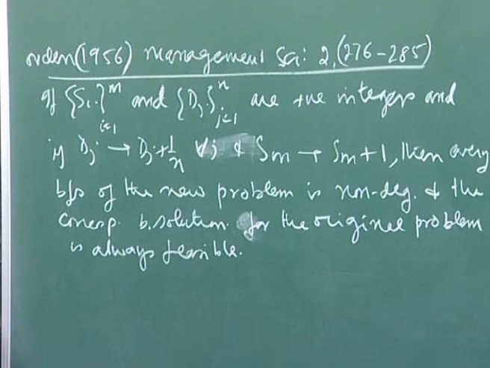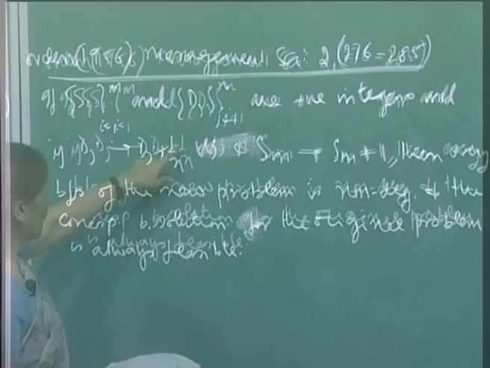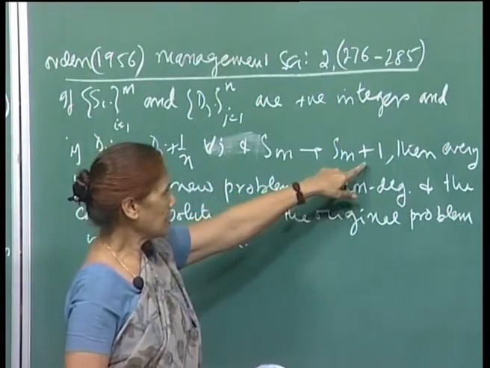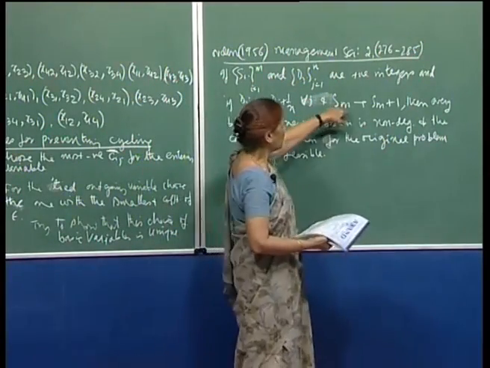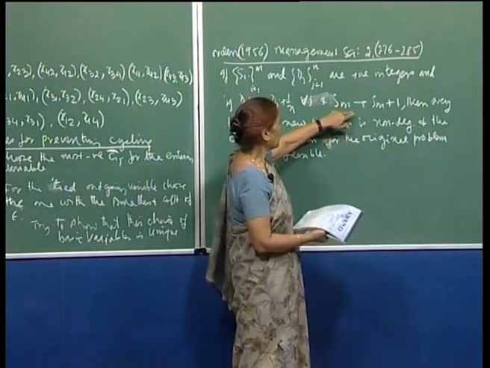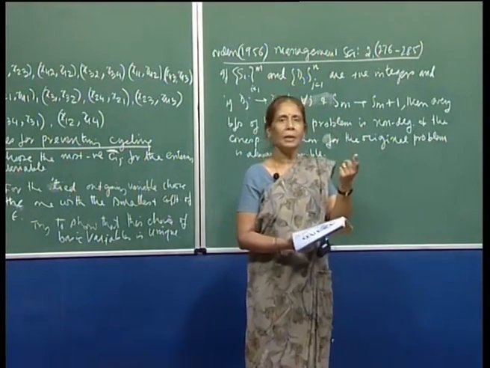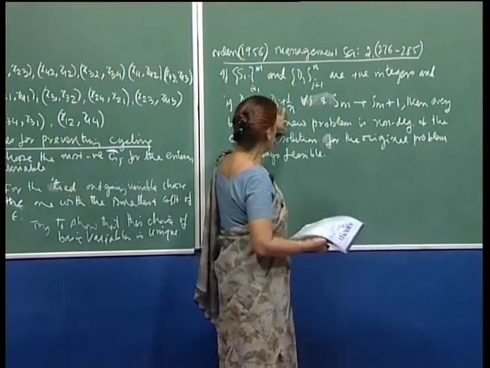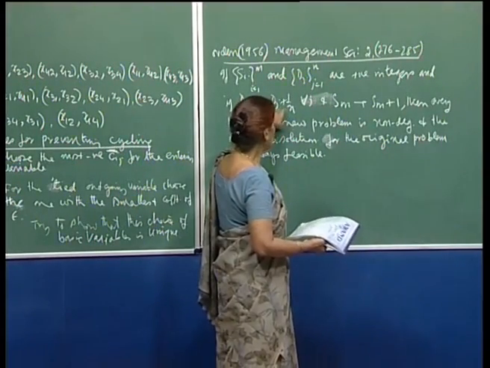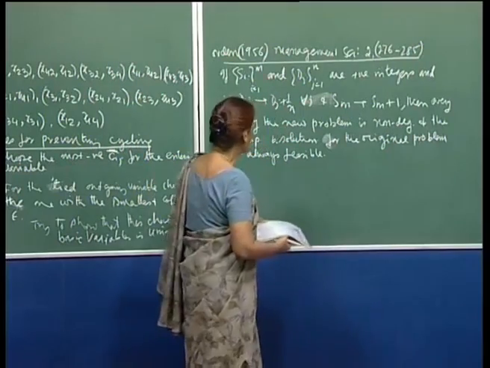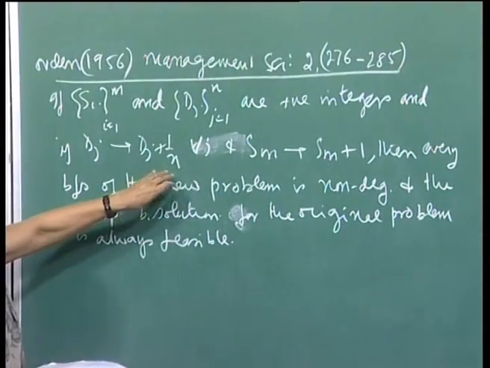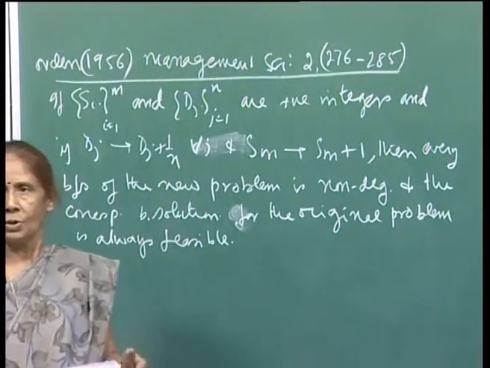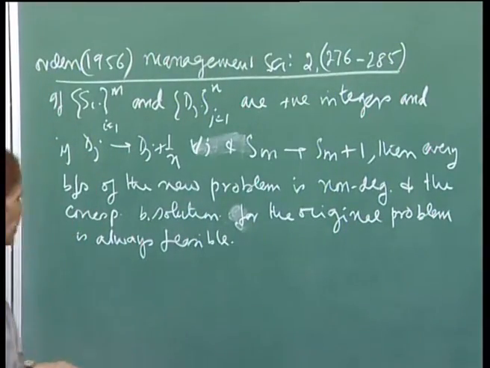Now, Orden says that you do not have to worry about the appropriateness of epsilon. You just perturb each of the d_j's by 1 by n, and S_m by S_m plus 1. In the case of what we did, we actually perturbed each S_i by 1 by m, and then the last d_n would be perturbed by 1. That is the only difference. Then you just go on with these perturbed values of d_j's and S_i's and use the transportation algorithm.